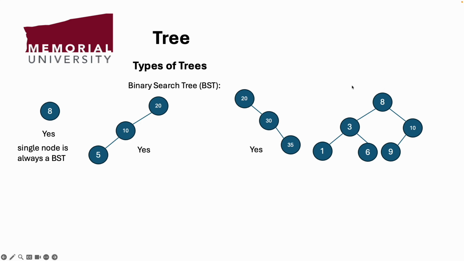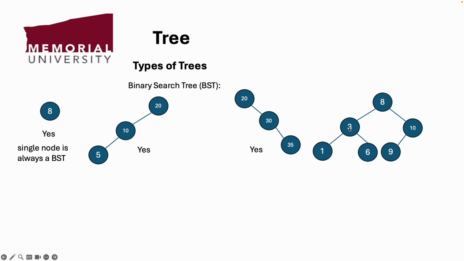This is the binary tree. Let's look at the values. The root node is node 8. They have a left child and a right child. The left child is node 3, which is less than node 8. The right child is node 10, which is greater than node 8.